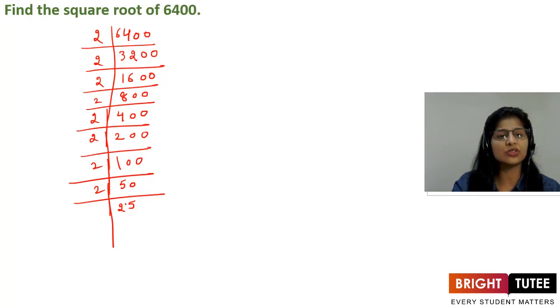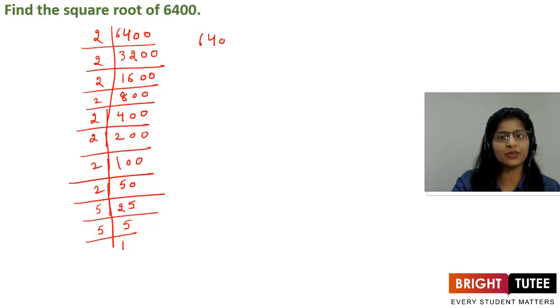Now 25 is not divisible by 2. The next prime number after 2 is 3. By 3 also 25 will not be divided. Now the next prime number after 3 is 5. Let us divide it with 5. 5 5s are 25, and 5 is divisible by 5 itself.